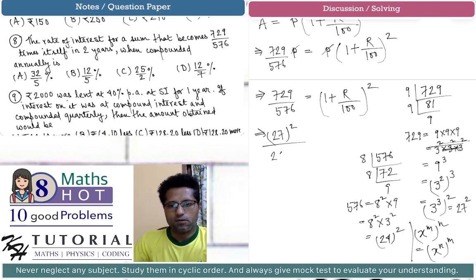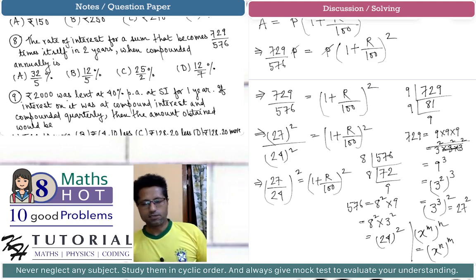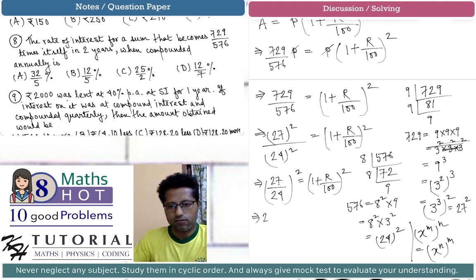So 729 divided by 576 is 27 square divided by 24 square, which is equal to 1 plus r by 100 whole square. The left hand side can be expressed as 27 by 24 whole square using laws of exponents. So in this equation we are having both the LHS and RHS in the exponential form, and the powers are same. So we can equate the base. So we have 27 by 24 is equal to 1 plus r by 100.